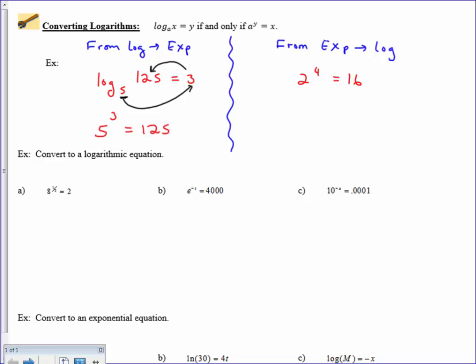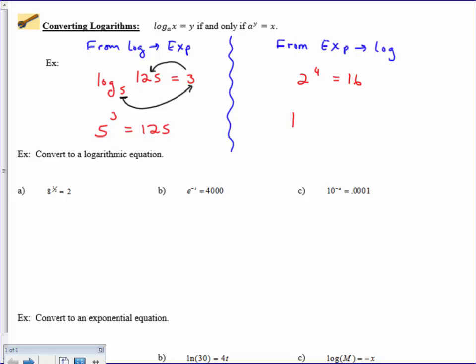The important thing is to start with your base, go across the equal sign to the other number. That will be your exponent on your exponential, and then the 125, that's the argument of the log, would be the result. Going the other way, from an exponential to a log, I think backwards.